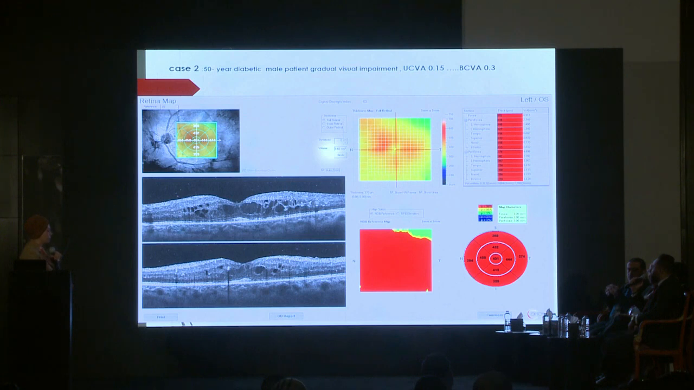For this case, I will start directly with aflibercept. Why aflibercept? According to Protocol T, because the initial visual acuity of the patient is about 0.1, I will go to aflibercept, ask the patient for 3 injections, then after that we will check the response and decide whether to continue. So for this case, I will go for anti-VEGF directly.